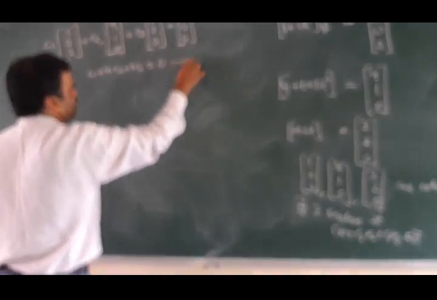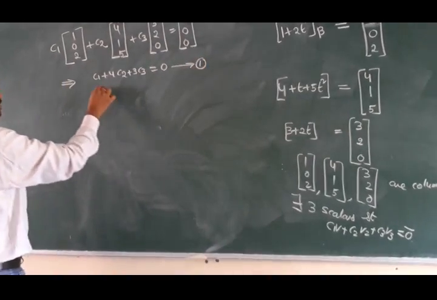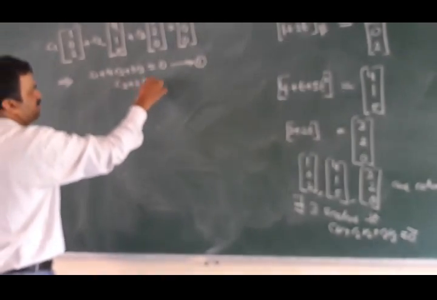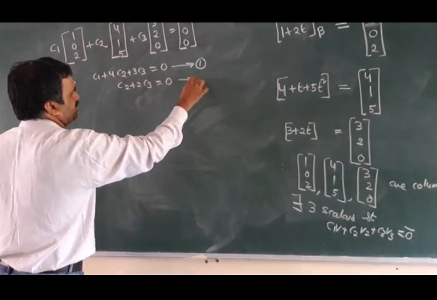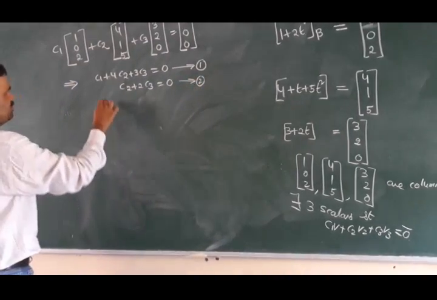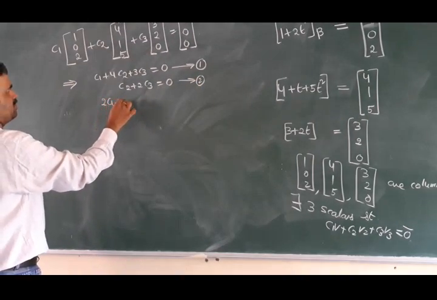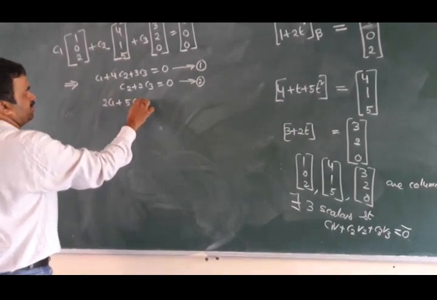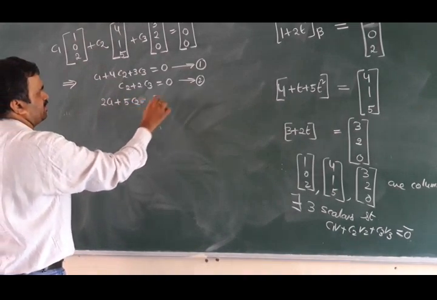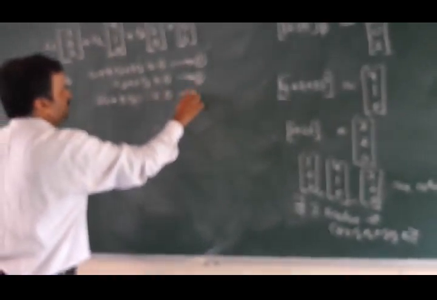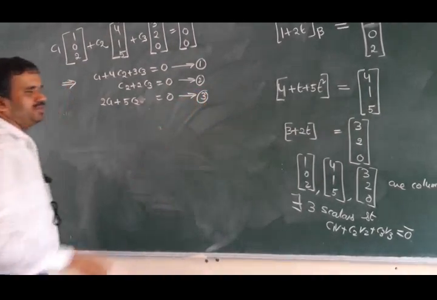Equation number 1. Next, 0C1 plus C2 plus 2C3 equal to 0. Equation number 2. Next, 2C1 plus 5C2 plus 0C3, C3 is not there, equal to 0. Equation number 3. Solving these 3 equations, we get C1, C2, C3.